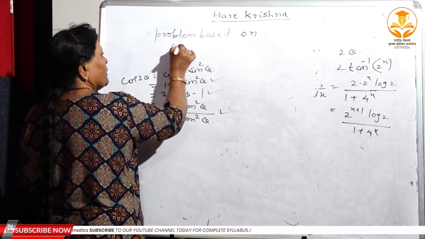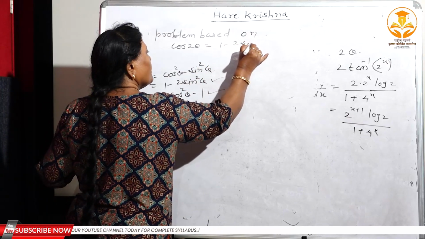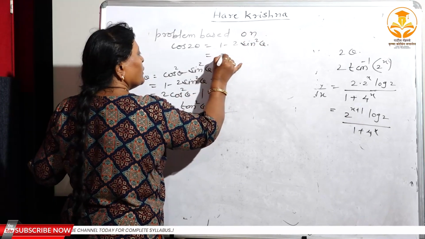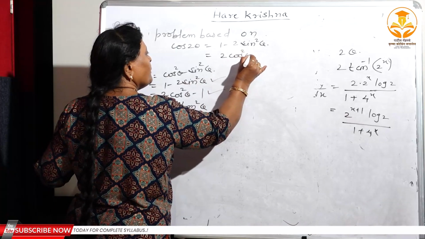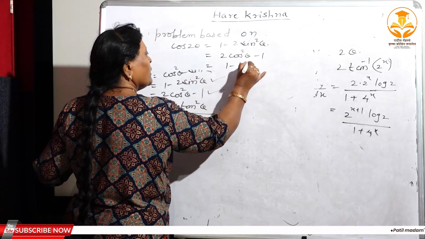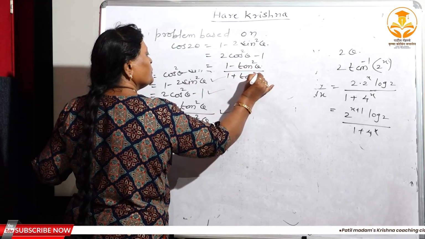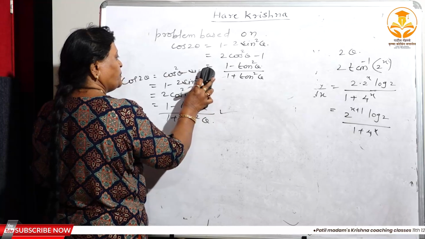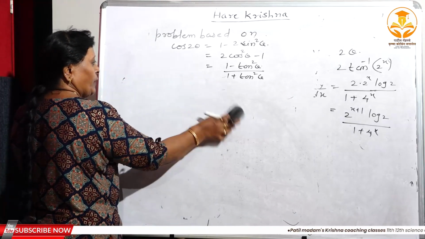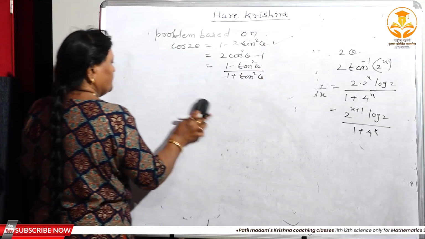cos 2 theta. That is cos 2 theta is equal to 1 minus 2 sin square theta. Again 2 cos square theta minus 1. Here again 1 minus tan square theta divided by 1 plus tan square theta, right? See the first one, look at it on this formula.